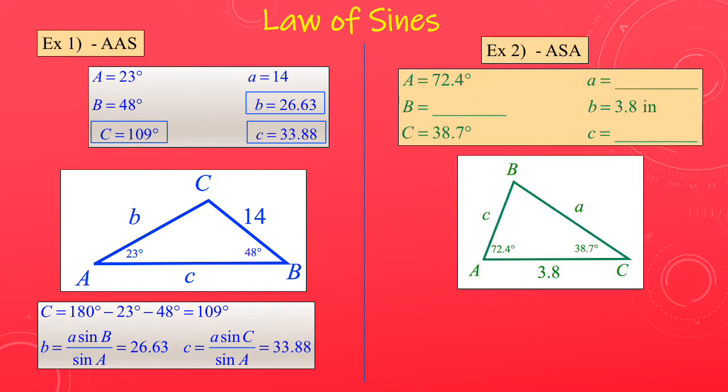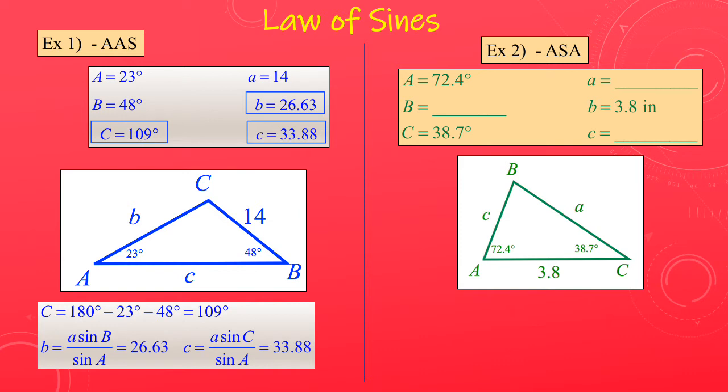The law of sines works equally well with angle, side, angle, because once you have two angles, you can easily find the third. In example 2, we have A equals 72.4 degrees, C is equal to 38.7 degrees, and little b is equal to 3.8 inches. Again, we draw the picture, attempting to draw it somewhat to scale.